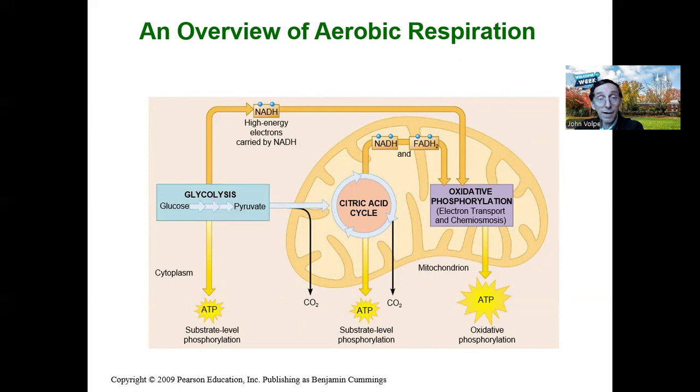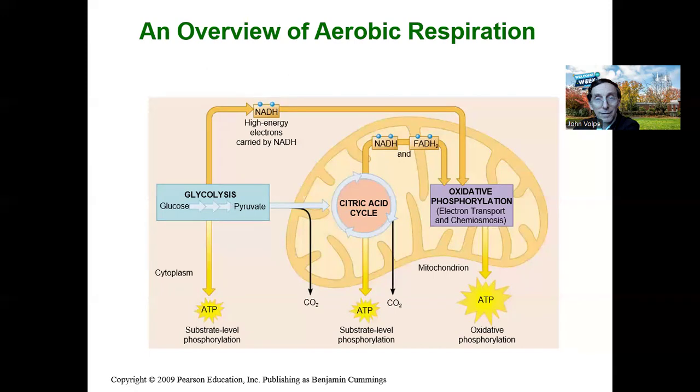Some energy is given off and is used to make ATP. The pyruvate then in a eukaryote cell moves into the mitochondria. That doesn't happen in a prokaryote because prokaryotes don't have mitochondria. The pyruvate is changed in the preparatory step, and then it can enter the Krebs cycle. The Krebs cycle is also called the citric acid cycle, and there's another name for it too.